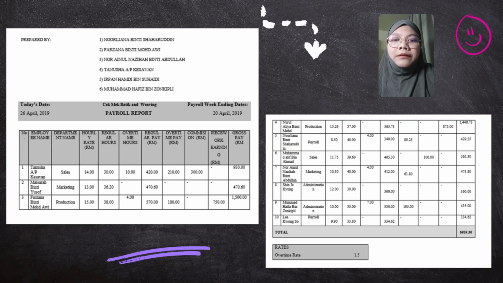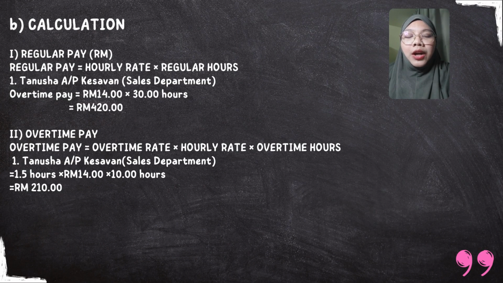As you can see, the next photo that I showed for you all is a payroll report. Next, I will explain the calculation for the payroll report. First, regular pay. Regular pay equals hourly rate multiplied by regular hours. For example, I will take Tanusha from the salary department. Regular pay equals 14 ringgit multiplied by 30 hours, which equals 420.